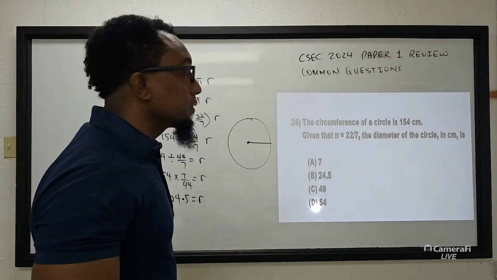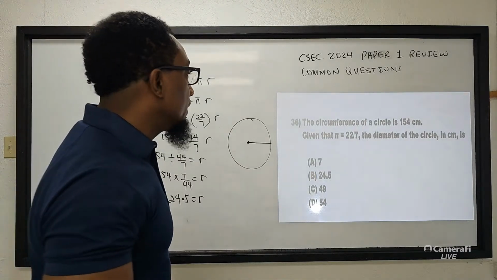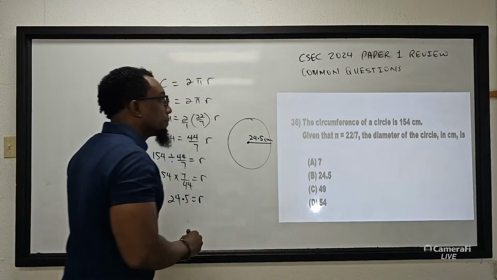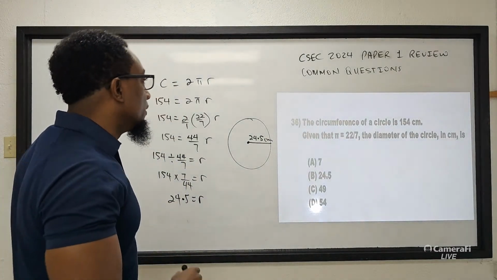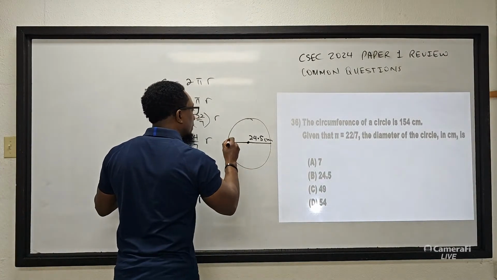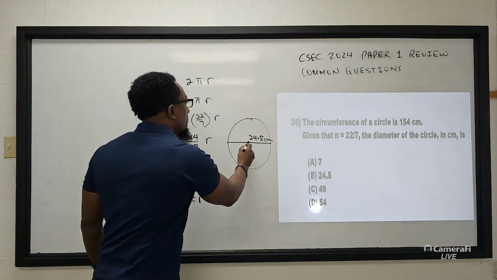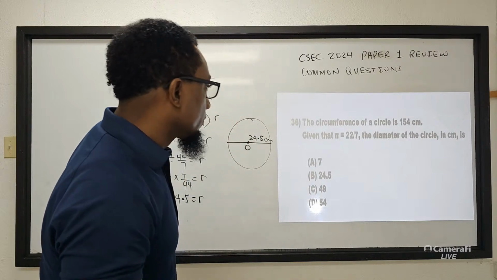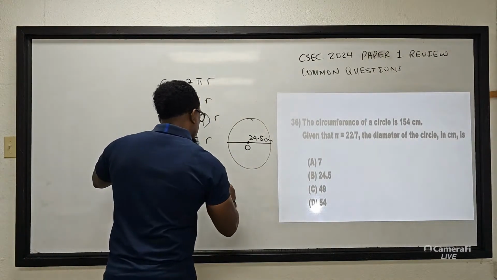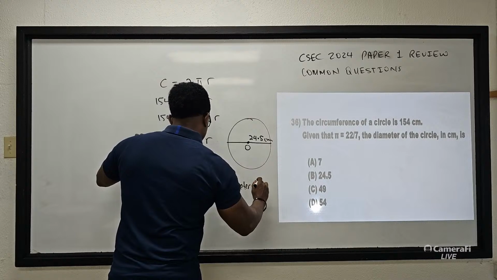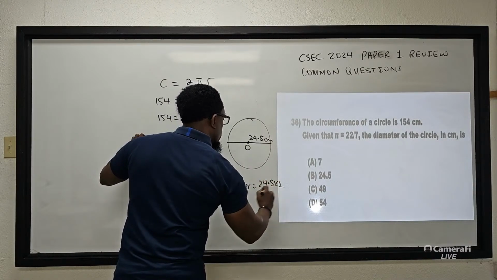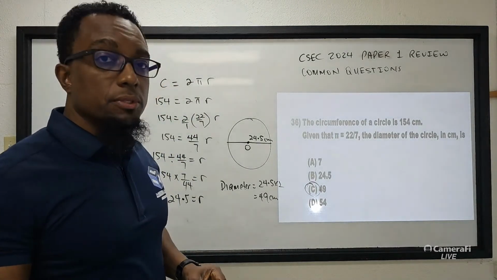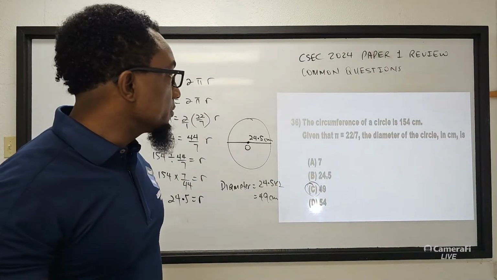So we have a circle. We just worked out the circumference, it is 154, and the radius of this circle, which is 24.5 centimeters. But then they ask, what is the diameter of the circle? The diameter will be 24.5 multiplied by 2, which is 49 centimeters. So that will be the diameter of that circle. The answer there is C.